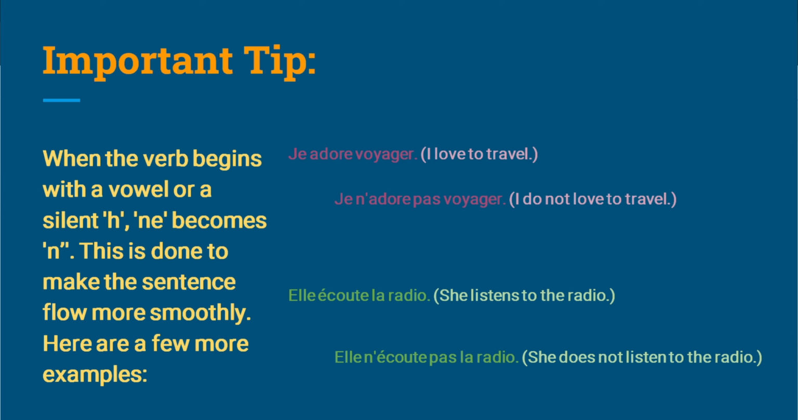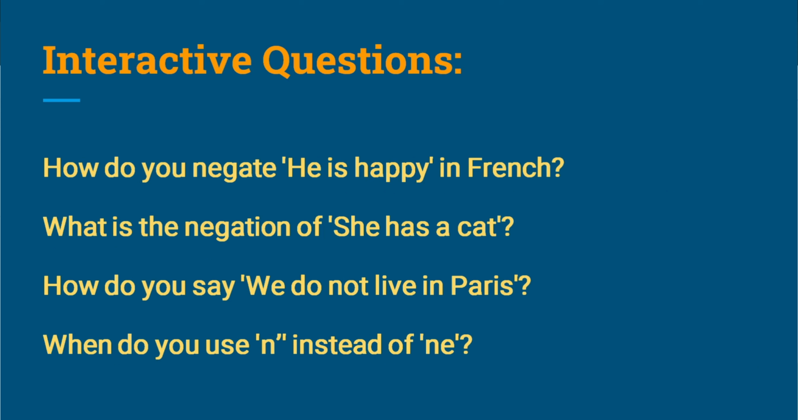Here are a few more examples. J'adore voyager. I love to travel. Je n'adore pas voyager. I do not love to travel. Elle écoute la radio. She listens to the radio. Elle n'écoute pas la radio. She does not listen to the radio.